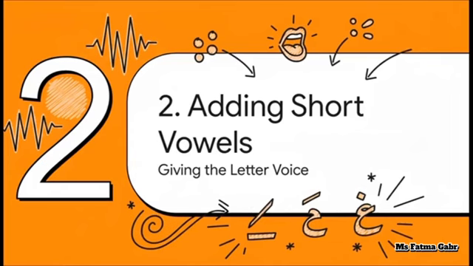Okay, so the kids can now recognize the letter's shape and its basic sound. The next step is to give it a voice. In Section 2, we're adding the short vowels. This is where the letter really starts to talk.